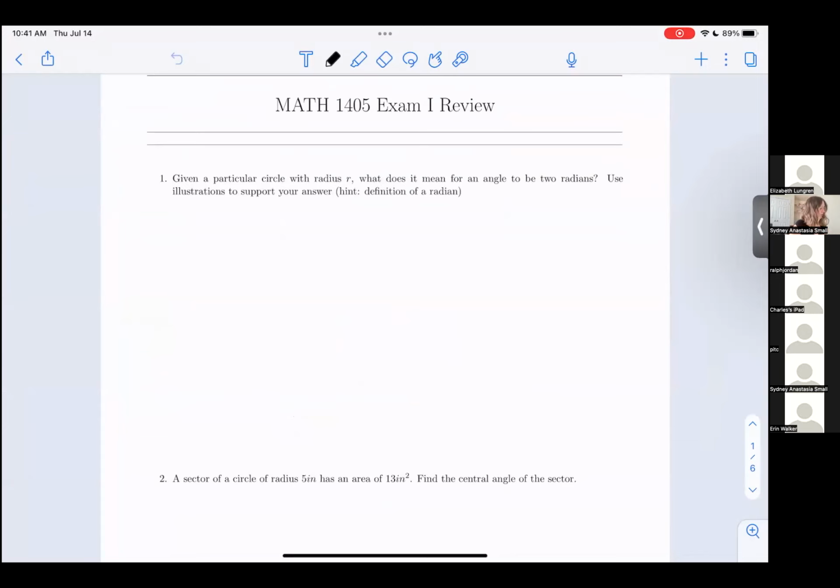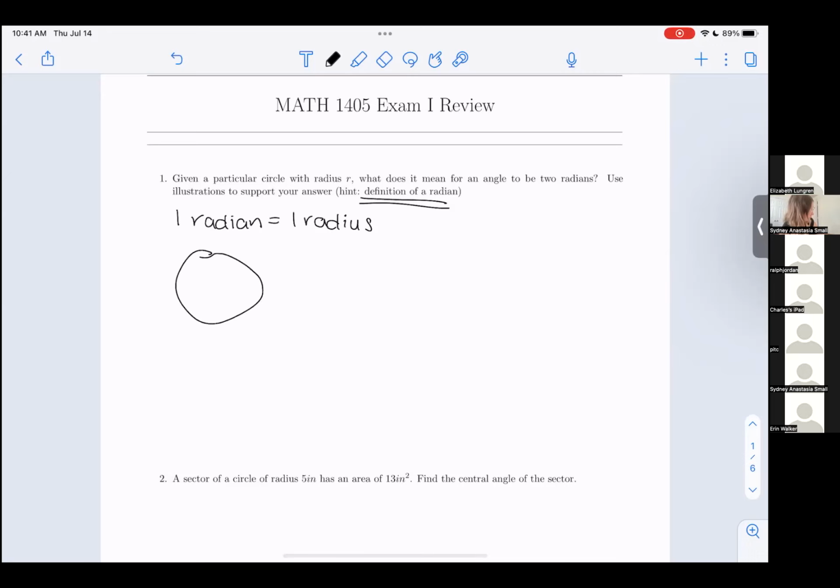Okay, so first question: given a particular circle with a radius r, what does it mean for an angle to be 2 radians? Use illustrations to support your answer. This right here should be the key to your answer. If you recall from when we started talking about radians, I think this was the first day of class, for any particular circle, 1 radian is equivalent to one of that circle's radii. So 1 radian is 1 radius.